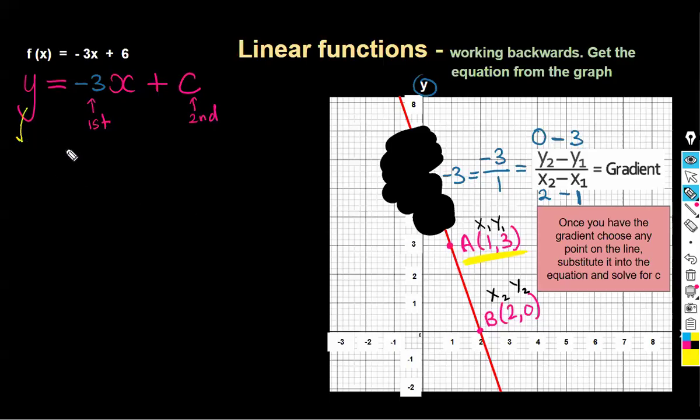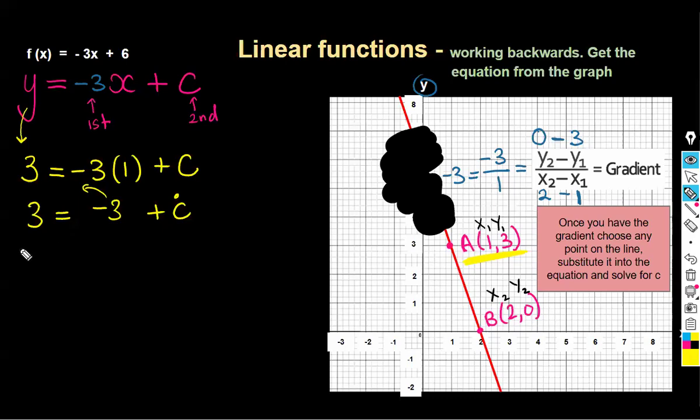According to point A, y is 3. That's why I'm replacing the y with 3. The gradient is -3, and x at the same point is 1. -3 times 1 is -3. Solve for C, throw across -3, bam, +3. We get back 6. C is 6.